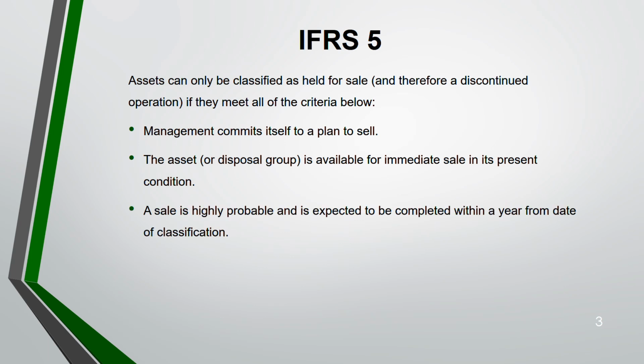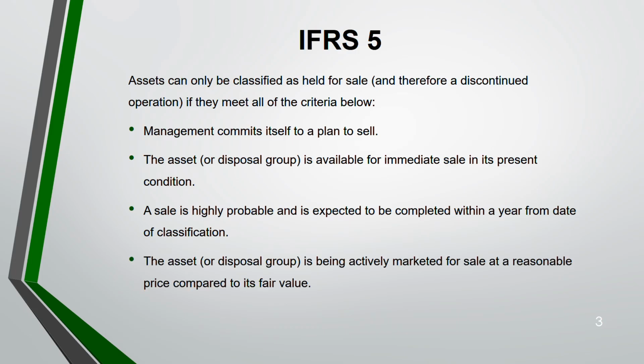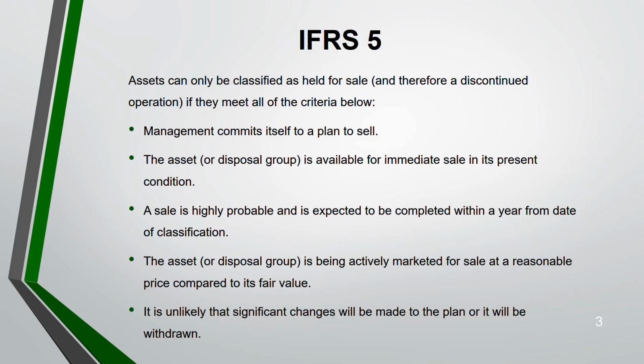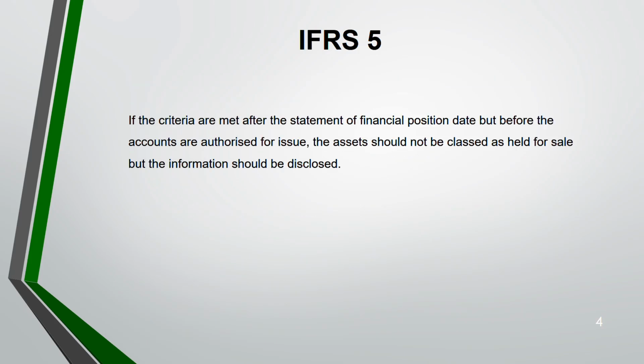Third, the sale is highly probable and it is expected to be complete within a year from the date of classification. Next, the asset is actively marketed for sale at a reasonable price compared to its fair value. And it is unlikely that there will be a significant change which will make you withdraw your plan. That means you will not back off. Once you have made the decision to sell, you will sell it. So if these 5 criteria are met, your asset is classified as held for sale. Remember, it will no longer be recorded under non-current assets. It will become part of your current assets.